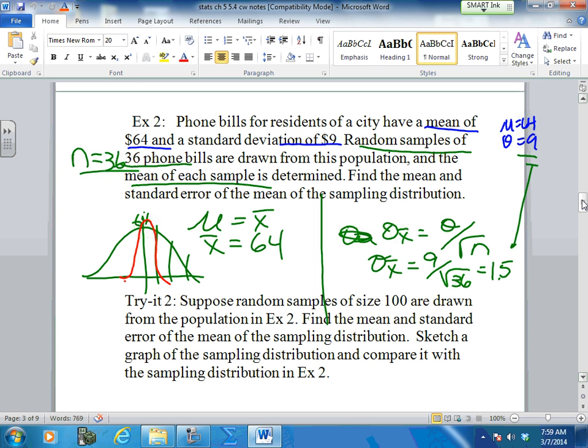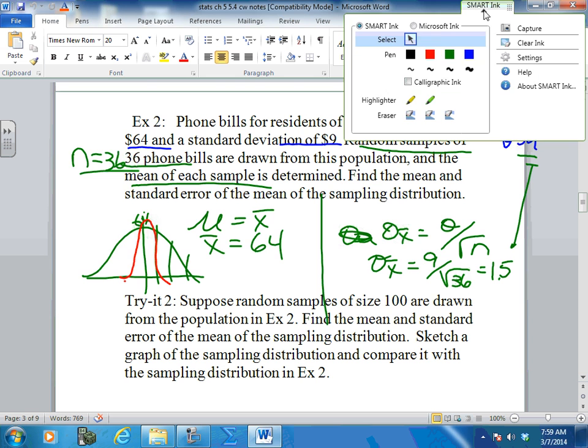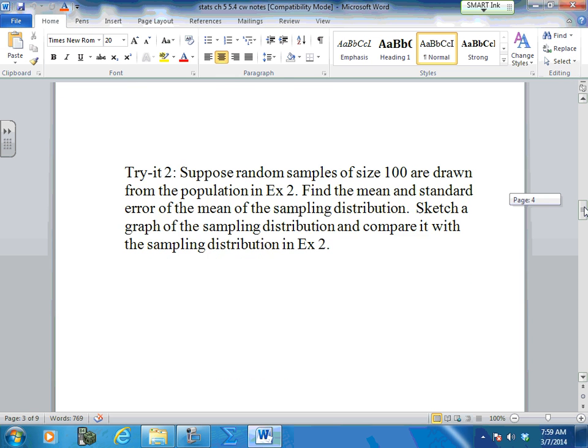So this is what we're doing when we use the central limit theorem. We're taking multiple samples, we're taking their means, and we're taking the mean of all the samples. The mean of all the samples should be the same as your population. All right, you guys try this next one.